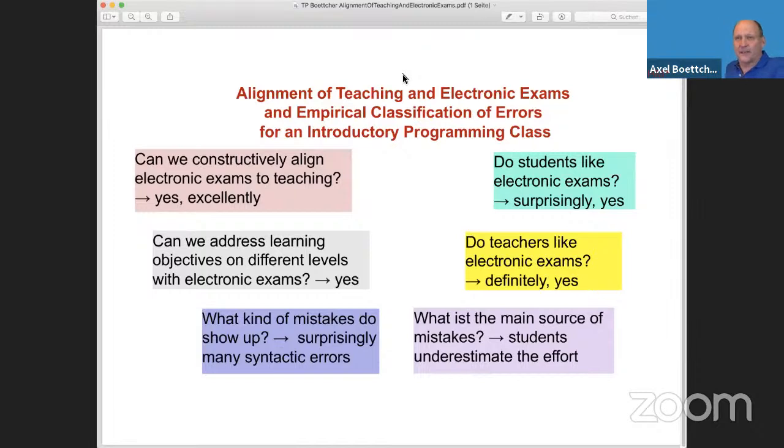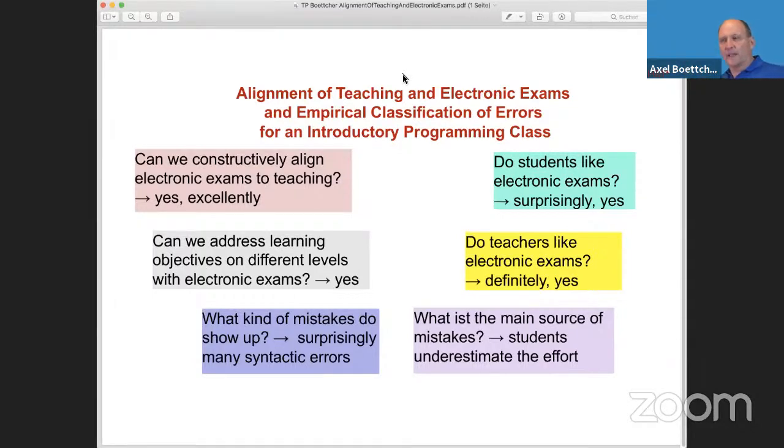Here is some teasing or spoiling. The question was, can we constructively align electronic exams to our teaching? And we found, with this sample size of 1, yes, we can excellently align this when we move from written exams with pen and paper to exams where students work with their IDEs. Can we address learning objectives on different levels? We use Bloom's taxonomy with electronic exams. The answer is yes, we can. And we categorize the mistakes. I have not the time to show this here. Which kind of mistakes did we find? Different kinds on all levels of cognition, but we were very surprised by the lot of syntactic errors.